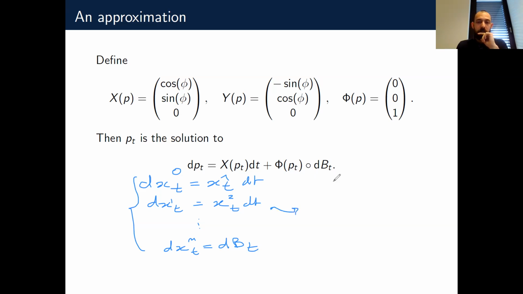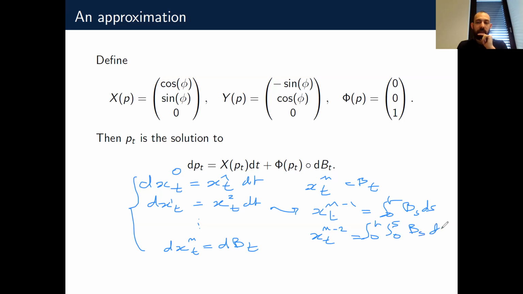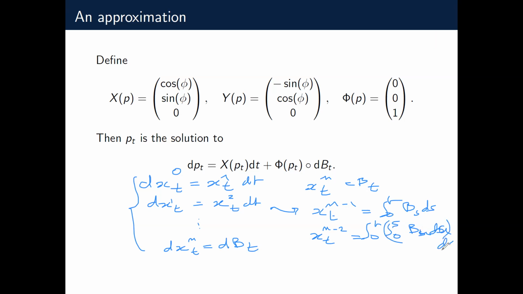And in fact, if you look at the actual solution of this, x^n_t is just Brownian motion. x^{n-1}_t is going to be the integral of this, ds. x^{n-2}_t is going to be the integral between 0 and t of the integral between 0 and s of b_u du ds. Right. Etc.